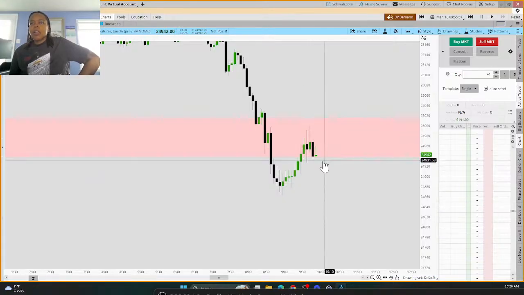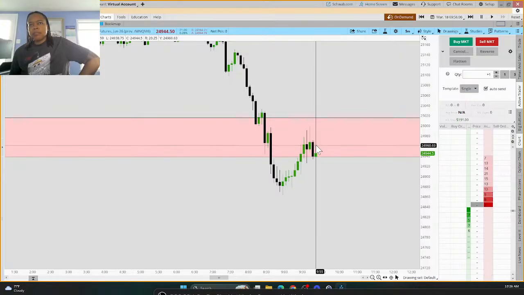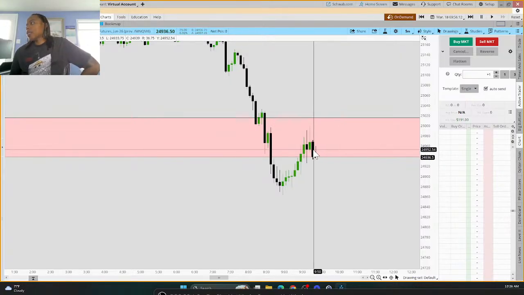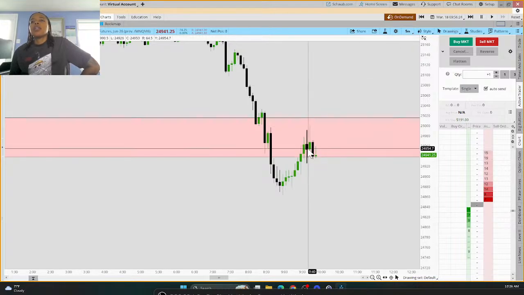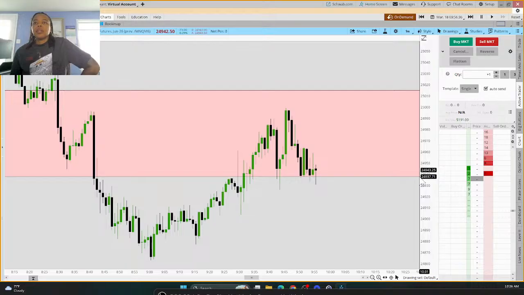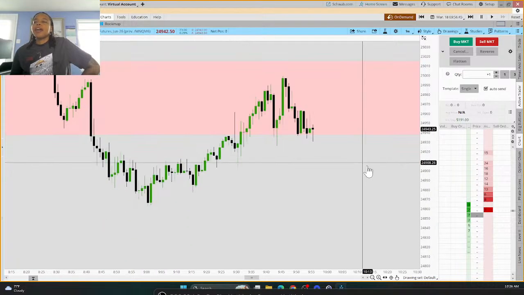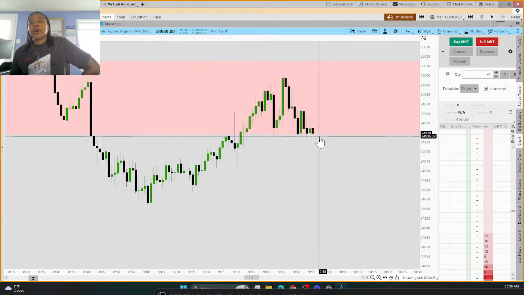They just tapped it. Full, what's the word I'm looking for? Immediate rebalance is what ICT calls it, like immediate rebalance. Tap it. Look at that wick. Okay. Honestly, we know it's going to drop.